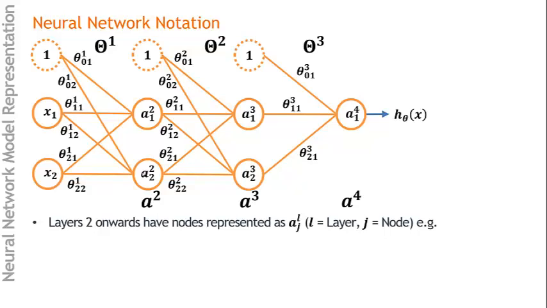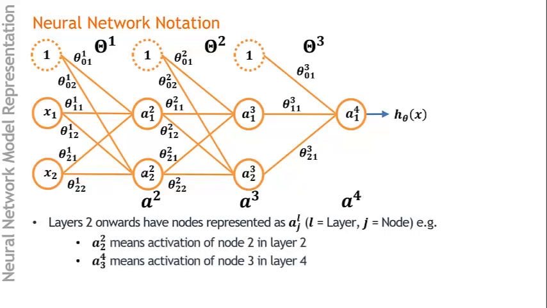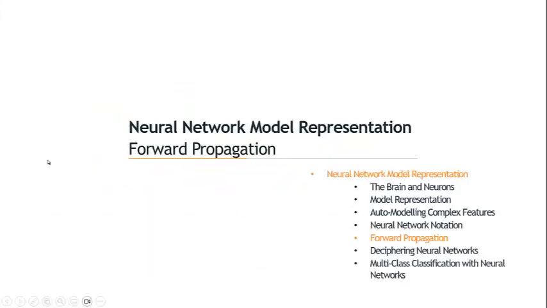And so on. So the A is used to denote activation. So we don't use A's for the input layer because we use X for our features.